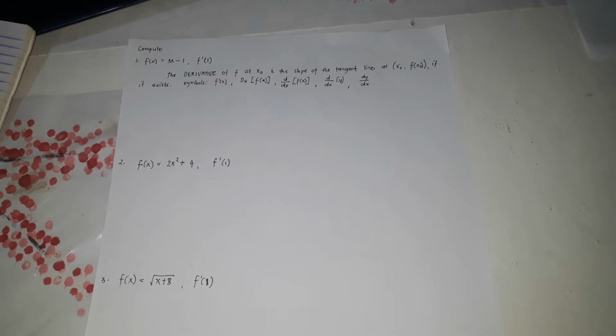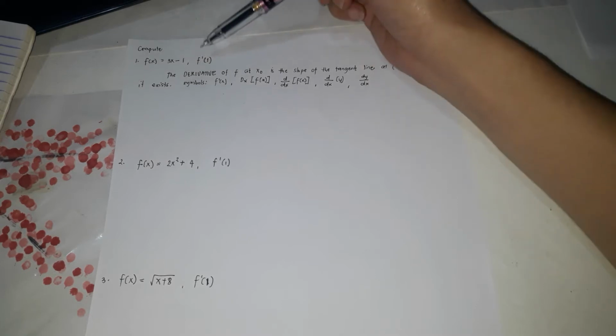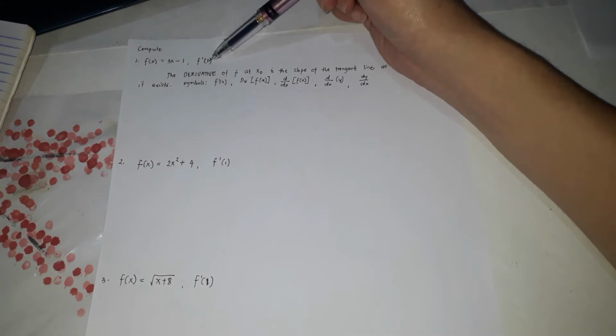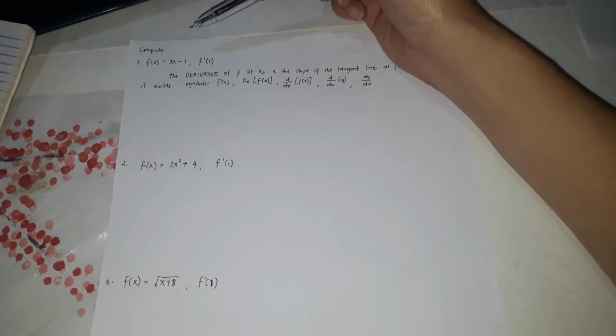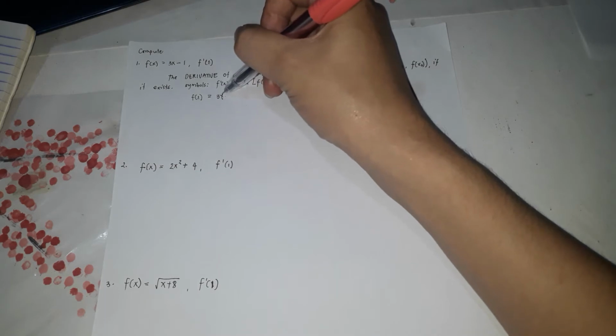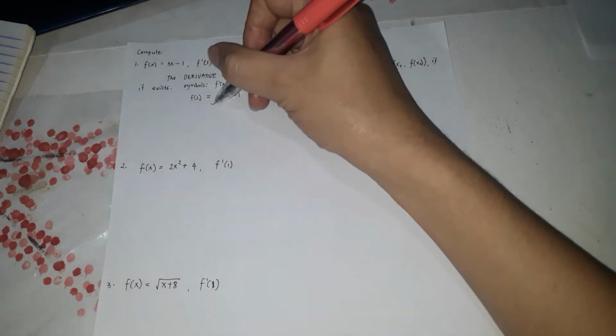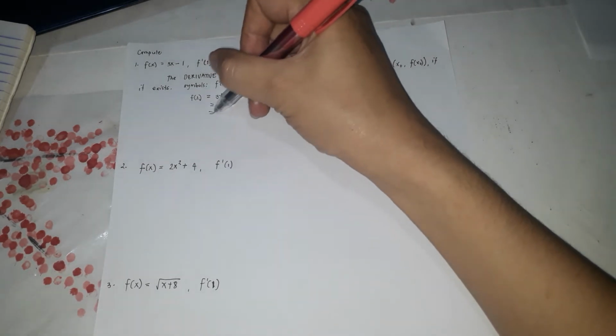The first one is the function f of x is equal to 3x minus 1. We're going to get the derivative of f at 1. So what we're going to get is the slope of the tangent line that intersects this point at exactly x is equal to 1. What we're going to do first is get f of 1. So f of 1 is 3x minus 1, right? So x becomes 1, 3 minus 1, which is equal to 2.